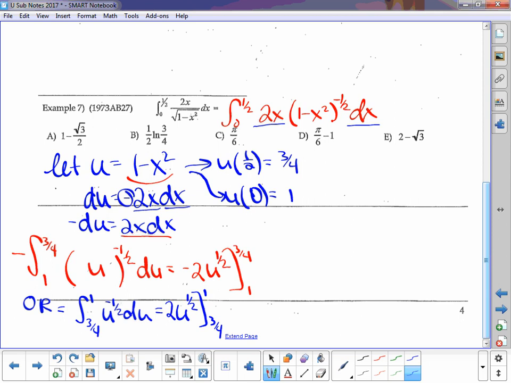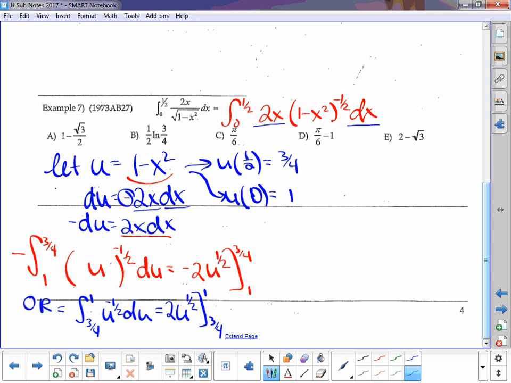Alright, this should be your antiderivative, depending on whether you decided to negate and switch your bounds or not. So either way here. Are we good with that? So this is an either or, either the red where you did not switch your bounds, or the blue where you did negate and switch your bounds. So notice the red has a negative from 1 to 3/4. The blue has no negative from 3/4. Are we good with that question?